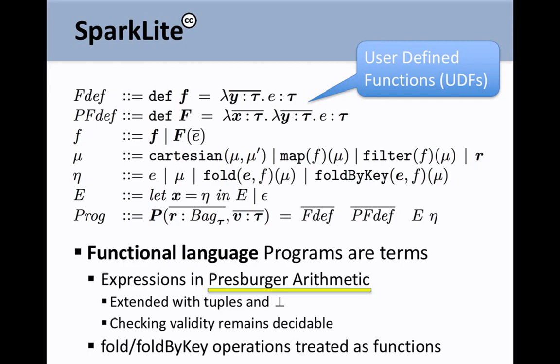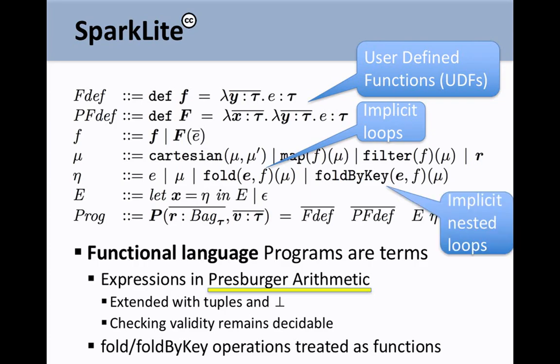And what's interesting here is that every program in this language can essentially be seen as a term. And the reason is that we don't have any loops. We basically have straight line, loopless code with possibly if operations. However, we do have implicit loops and implicit nested loops because the fold and the fold by key operations essentially loop over all the data.